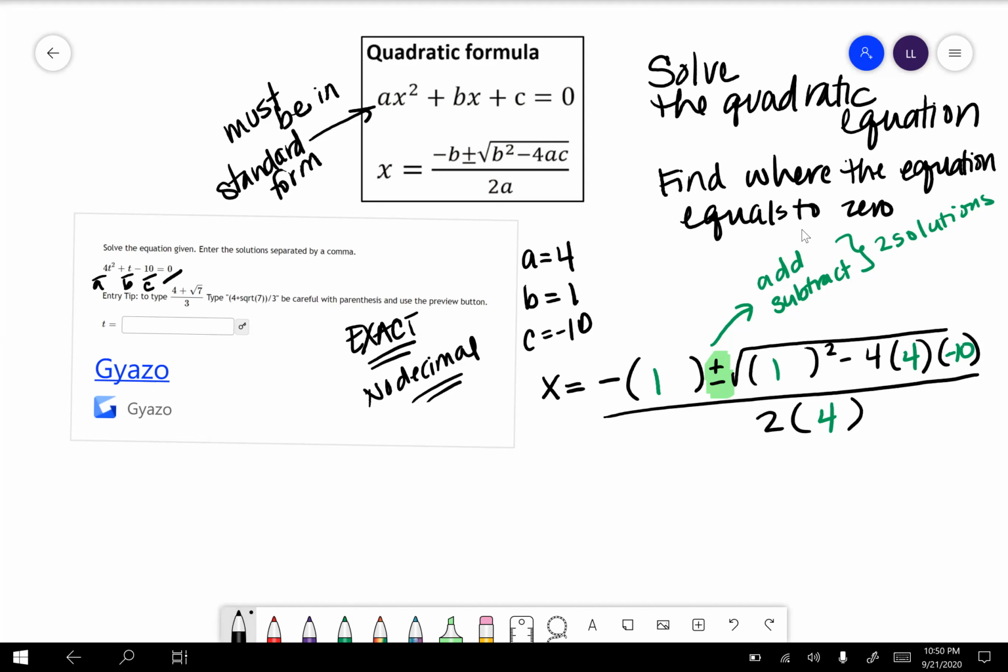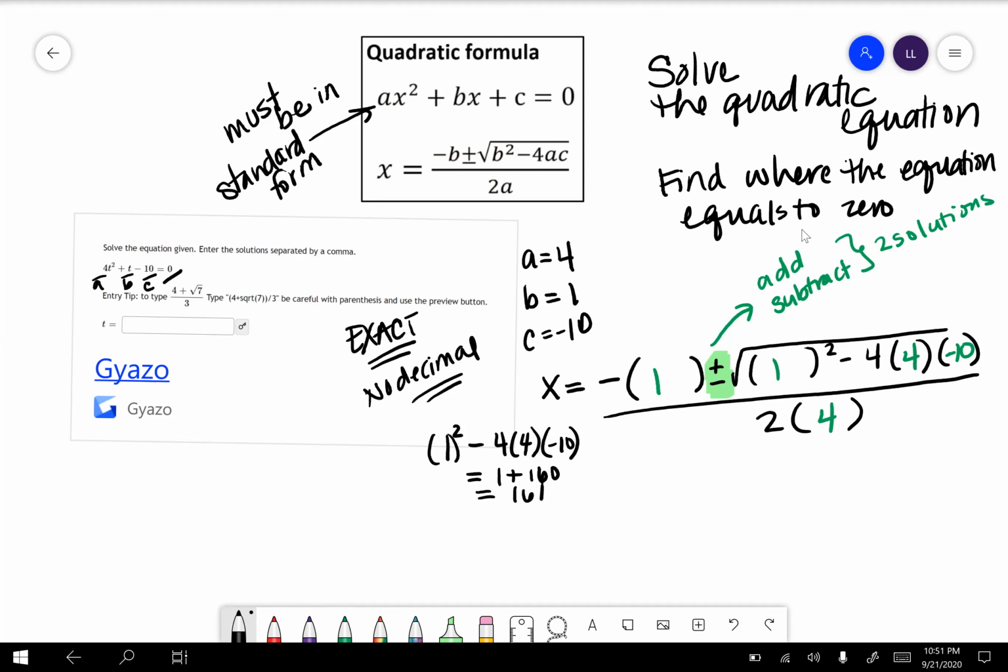Let's do what's under the radical first, the b squared minus 4ac. So we have 1 squared minus 4 times 4 times -10. 1 squared is 1. Minus 4 times 4 times -10 is a positive 160. So 1 plus 160 is 161.